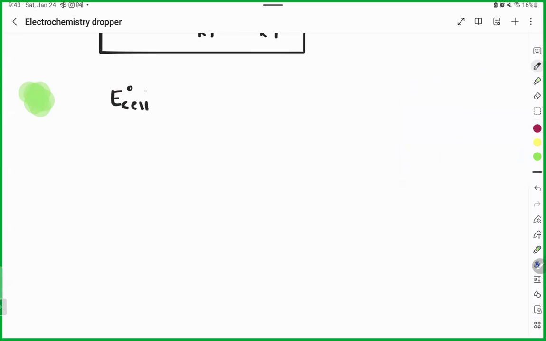E naught cell, you consider it 0.6. Okay. And what else is given? Equilibrium situation is given. So, Jordan, in the equilibrium situation, what will be the E cell value, the EMF of the cell? It'll be 0, because it's in equilibrium.